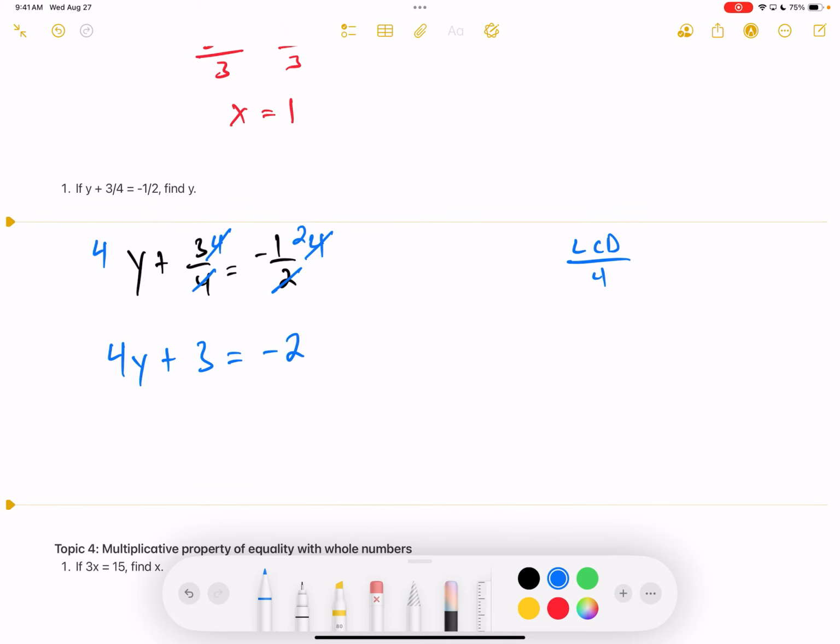And now I have a problem without fractions. Again, this makes you do like 2 more steps, but I don't have to add and subtract fractions if I do this. So if you multiply by the LCD, it will get rid of them.